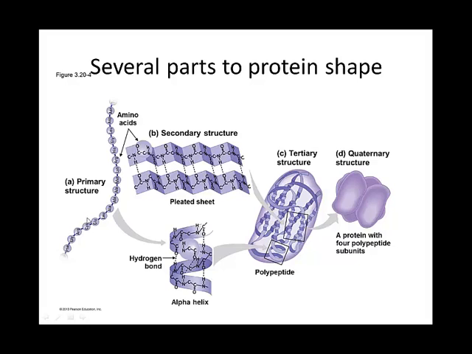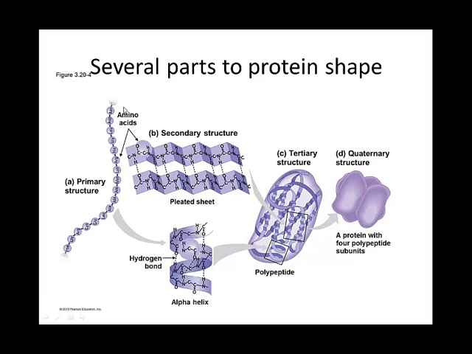This is your string. This is the primary structure. This is the language or the code of the protein. Based on the side groups, it'll make a secondary structure, which may be pleated. This is hydrogen bonding here. Or it may be a spiral with hydrogen bonding here.